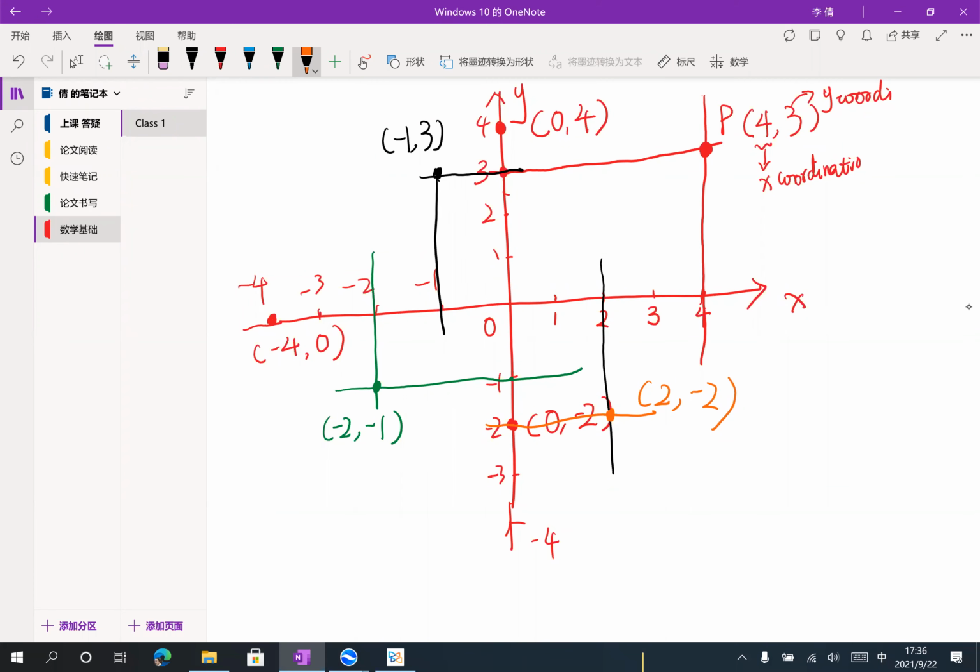Okay, let's see. The x-axis and the y-axis divide the plane into 4 regions, right? This is the first region, and we call this the first quadrant.